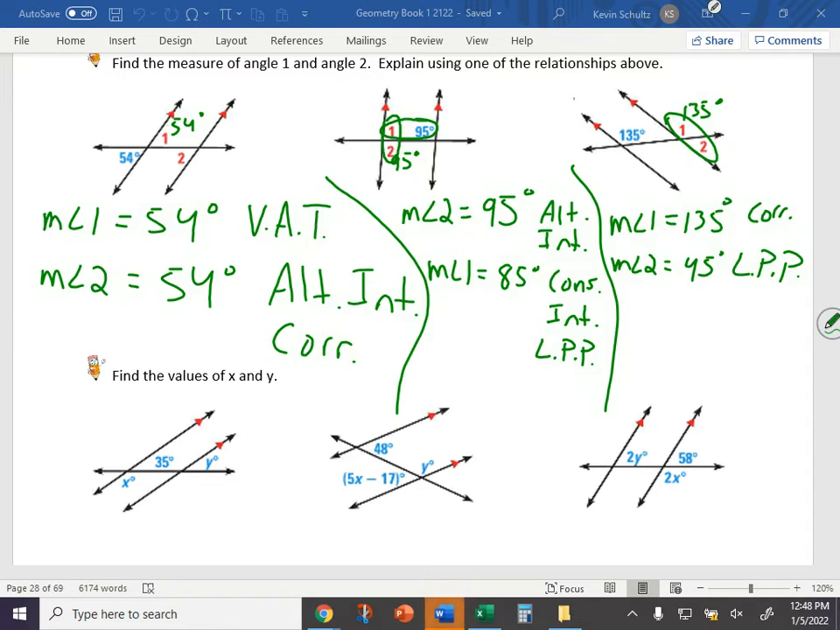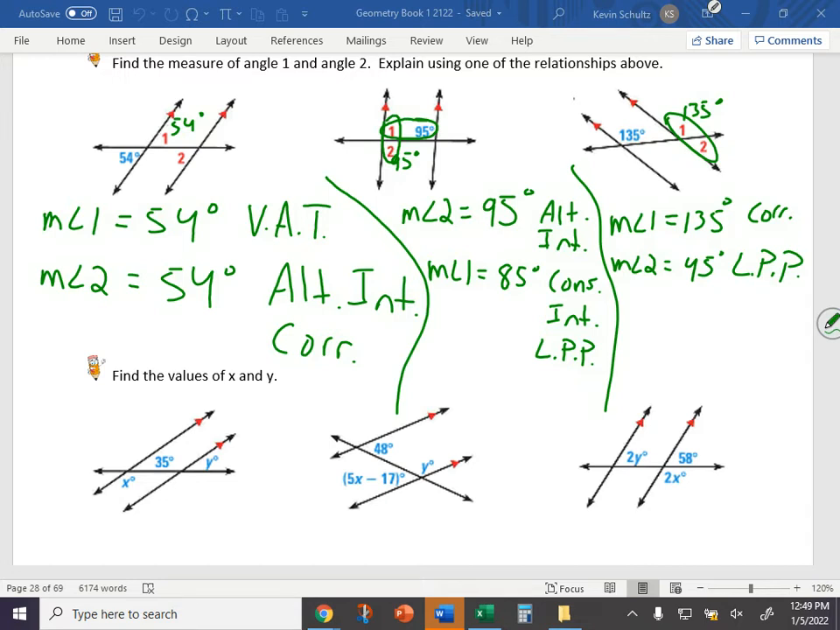Okay? So success in PO19 is being able to recognize those relationships and knowing what they mean. All right? Questions on this?